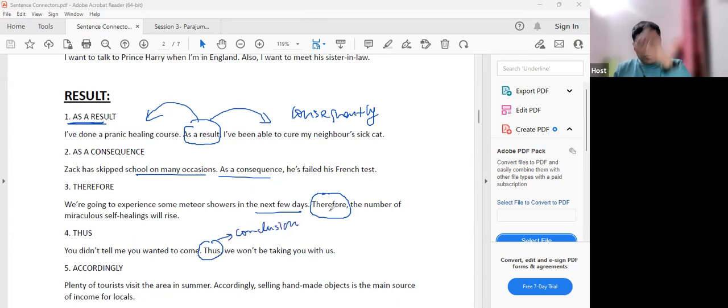And the other thus we used in the earlier case is a pronoun. You didn't tell me you wanted to come, thus we won't be taking you with us. Correct? Or hence, which is similar. They both are similar in this respect. That's why is used as result. In fact, reason is that's why.